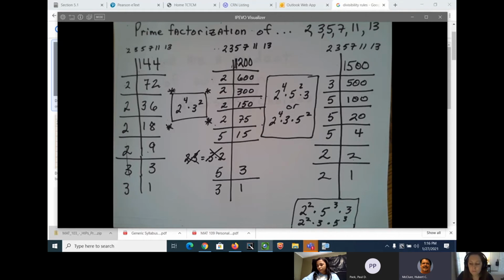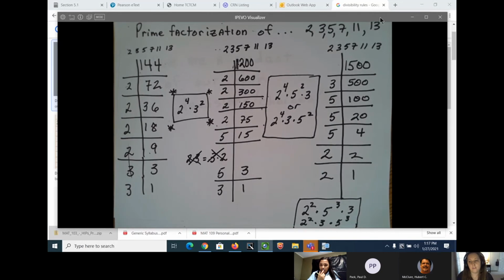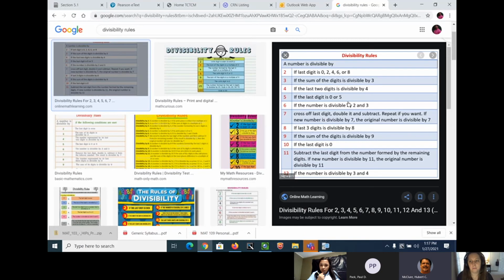Does that make sense? Yes. Okay, what was your question, Ms. Mejia? I was just gonna ask, how do you know which number to use? Like 2, 3, 5, 7, 11, 13. How do you know which one? The divisibility rule. Oh no, the prime numbers rules right here. I had it right the first time.